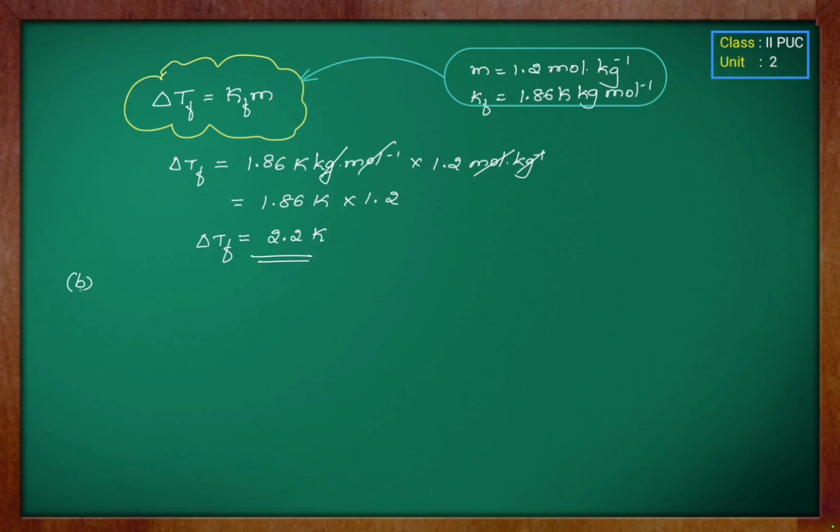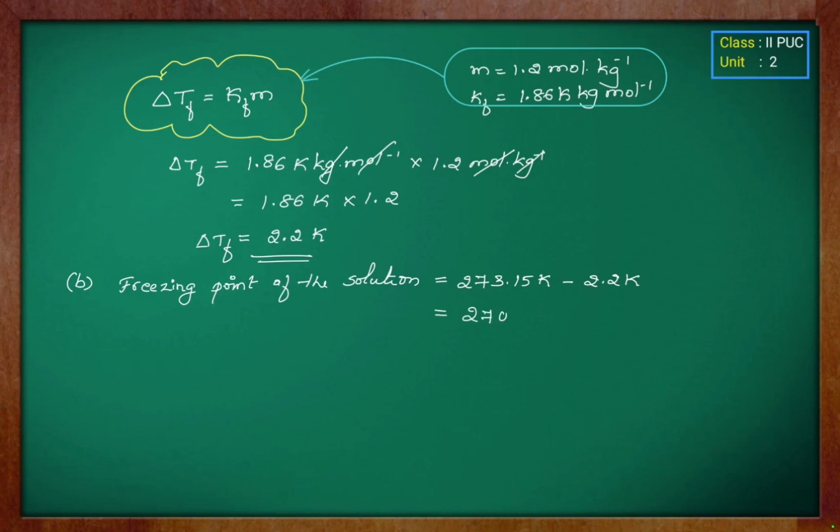Now answering question B, that is we should be telling what is the freezing point of the solution. So freezing point of the solution is the difference between normal freezing point and the change in the freezing point that is observed. So 273.15 Kelvin minus 2.2 Kelvin, and that is equal to 270.95 Kelvin.